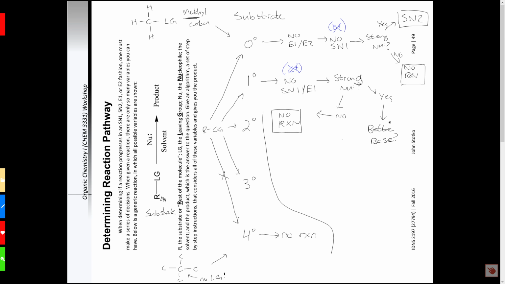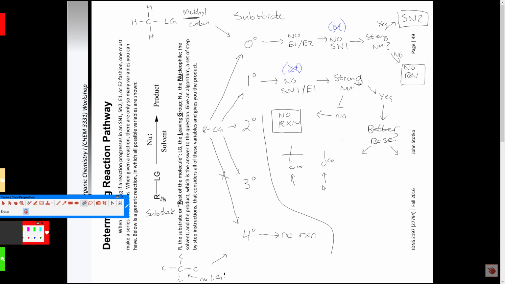Better base. And it might be worth adding a note here: what makes a better base? One thing that makes a better base is a bulkier base, or a bulkier nucleophile makes a better base. So think of the difference between t-butoxide versus methoxide. This is a better base, and this is not, and it's because t-butoxide is so bulky.